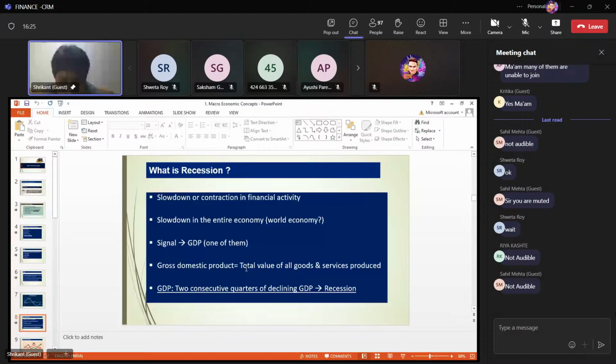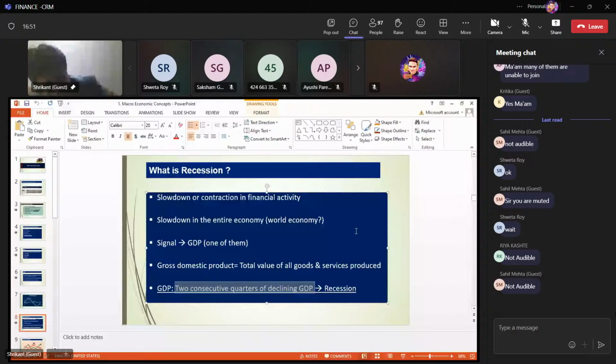And like I said earlier in one of the earlier slides, when you see a decline in gross domestic product in two consecutive quarters, then we say that we are in a recession. So the general norm is that if you have two quarters of a declining GDP, then you can state that you are in a recession. So what the government does is it wants to make sure that it doesn't come into this particular situation.